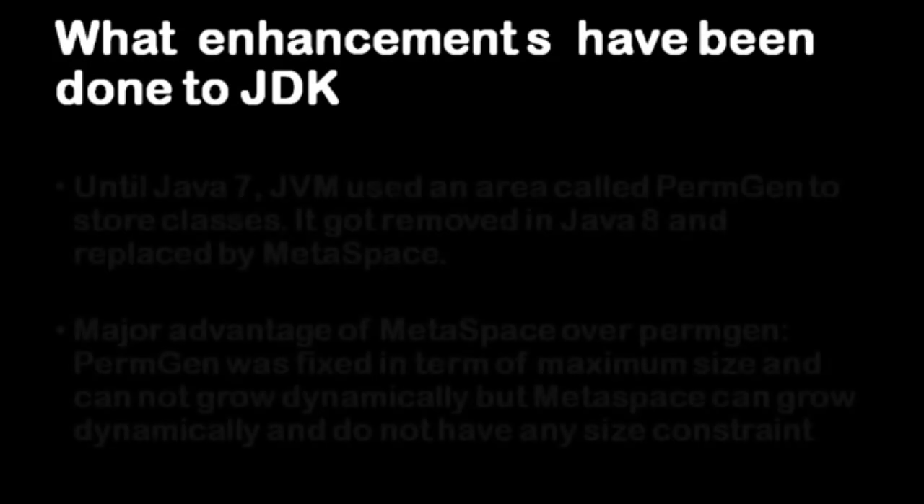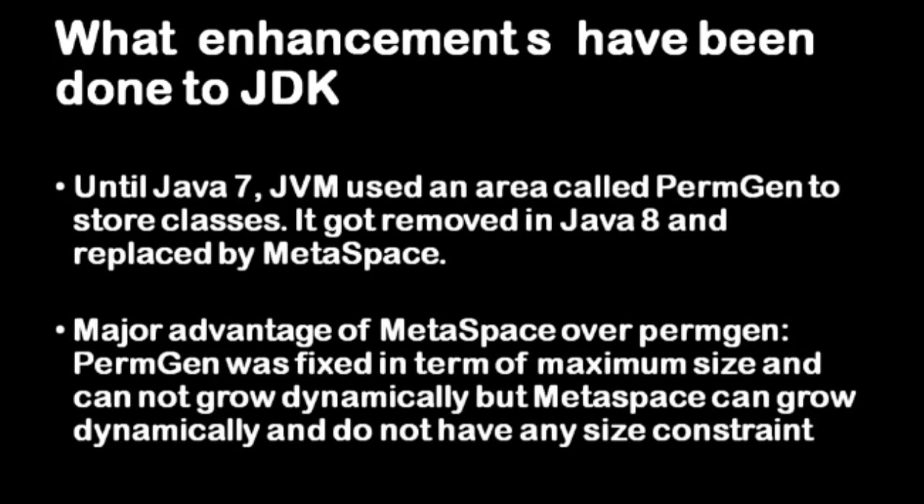Next question, what enhancements have been done to JDK? This is one important interview question, especially for experienced candidates. If you are aware of what enhancements have happened, that is good. If you don't know, now the permgen got removed and it is replaced by metaspace. The issue we used to have with permgen was that it was of a fixed size. Once the size was exceeded, we used to get an exception, but metaspace can grow dynamically. That is the advantage metaspace provides, and one of the biggest advantages we can see.